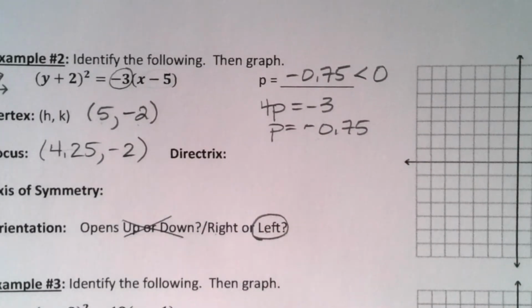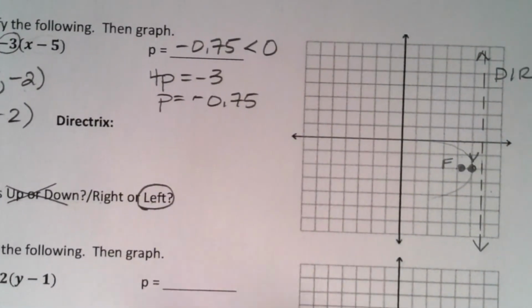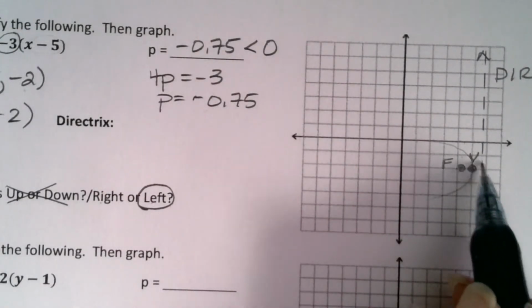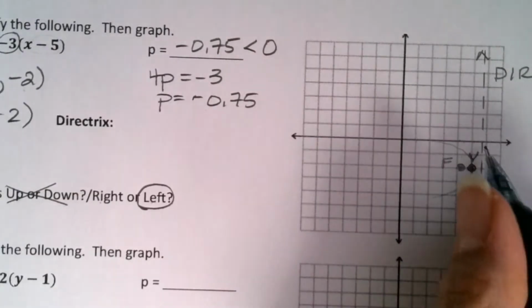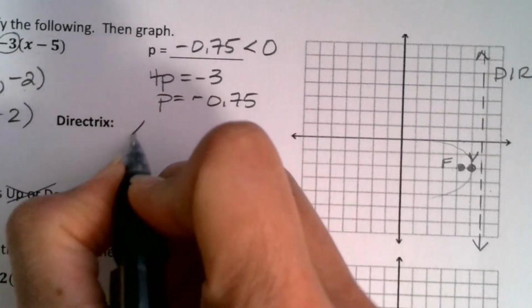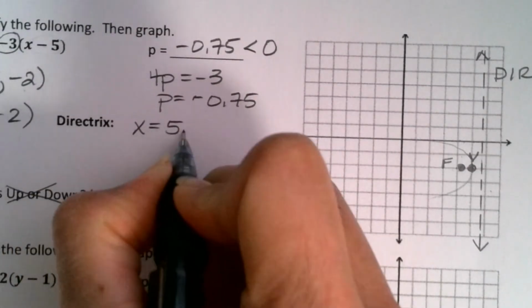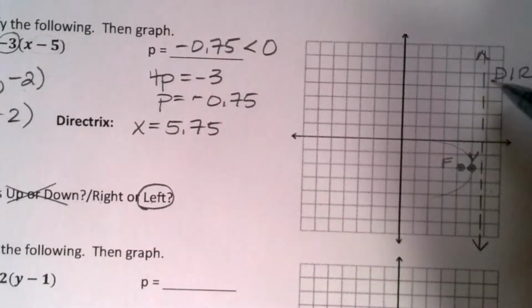Let's see about the directrix. Well, the directrix is this vertical line right here. I was at 5, and I had to go 0.75 to the right, because I know the P distance has to be the same. Well, 5 plus a little bit more is 5.75, so I'm going to say x equals 5.75. And that is going to be this directrix.